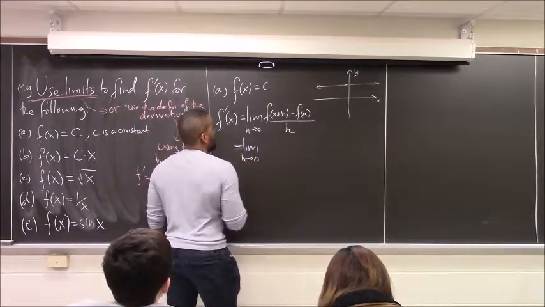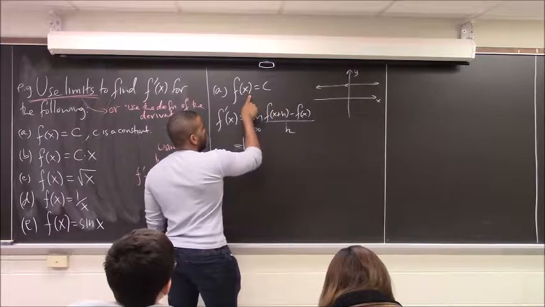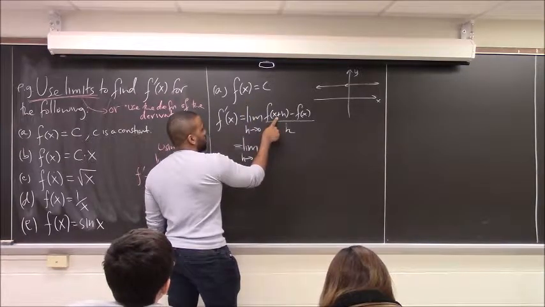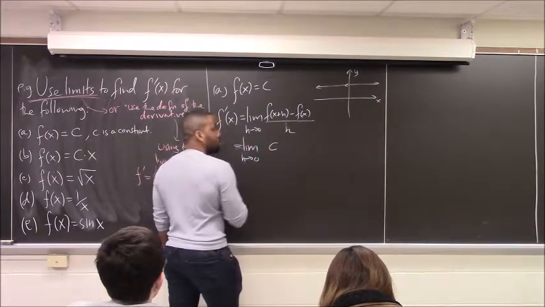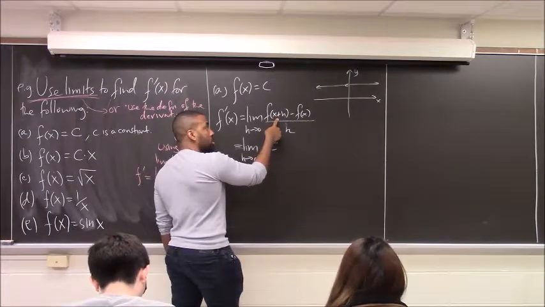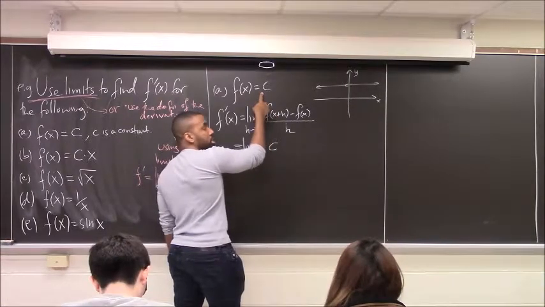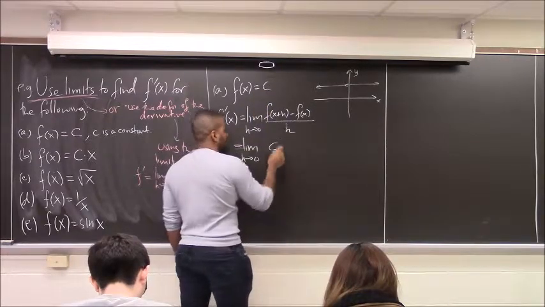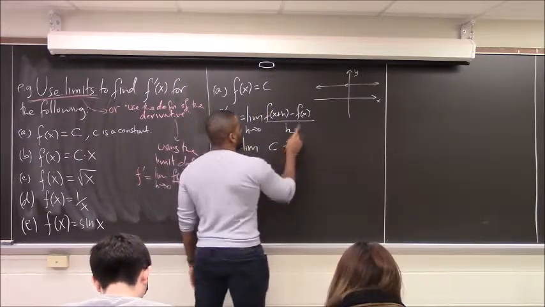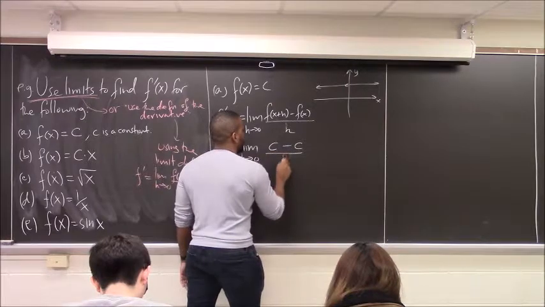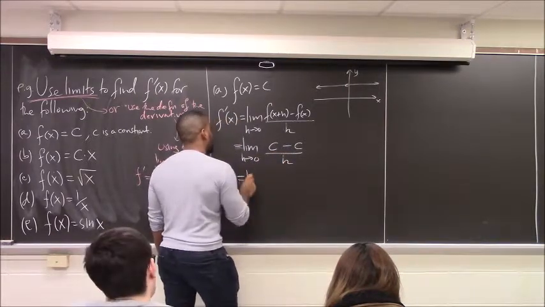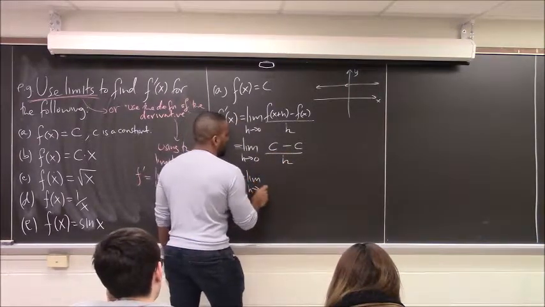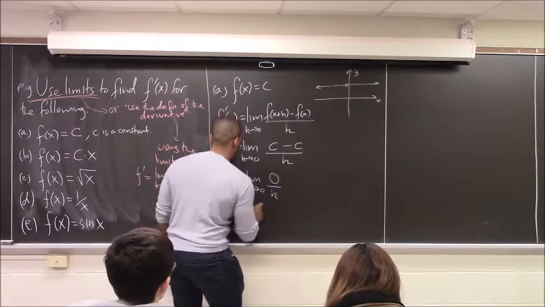Let's actually see. If f of x equals c, what is f of x plus h? It is also c. Remember what f of x plus h means? You go to the function, and everywhere you see an x, you replace it with x plus h. There are no x's, so nothing happens. It's just c. f of x, again, is c, over h. So we end up with the limit as h approaches 0 of 0 over h, which is 0.